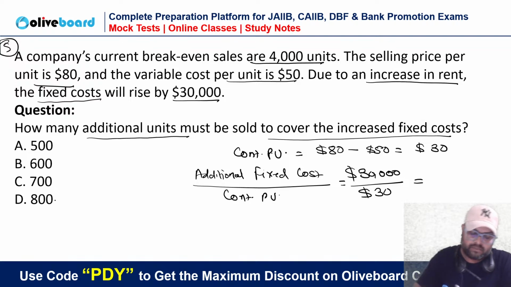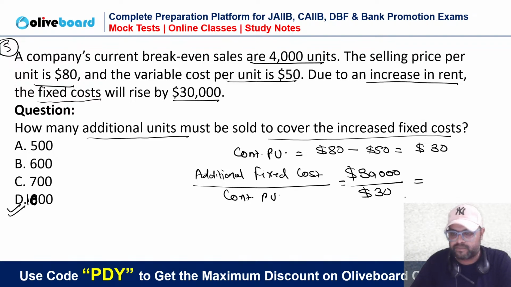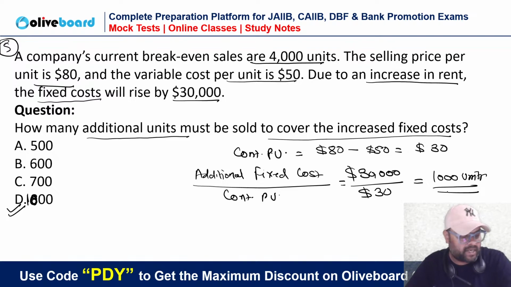There is some error in the typing. That's 1,000 units. Simple. 1,000 units will be the correct answer in that case. You have to produce 1,000 additional units to attain your break-even point.